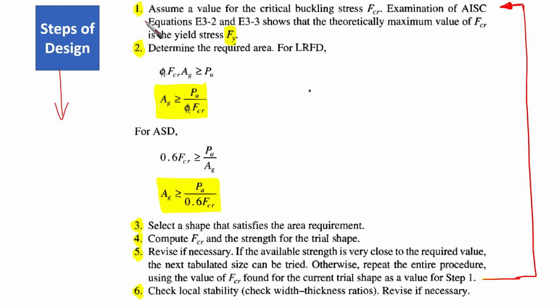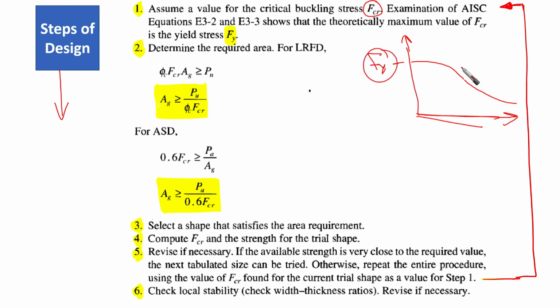First of all, we are going to assume a value for the critical buckling stress, which is Fcr. Examination of AISC equations E3-2 and E3-3 shows that the theoretical maximum value of Fcr is the yield stress, right? Do you remember when we were talking about elastic buckling and inelastic buckling? Do you remember that we said something like this? Here it was Fy, right? And then there is a limit here.